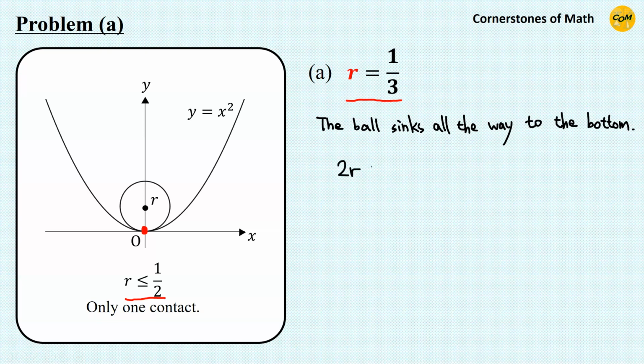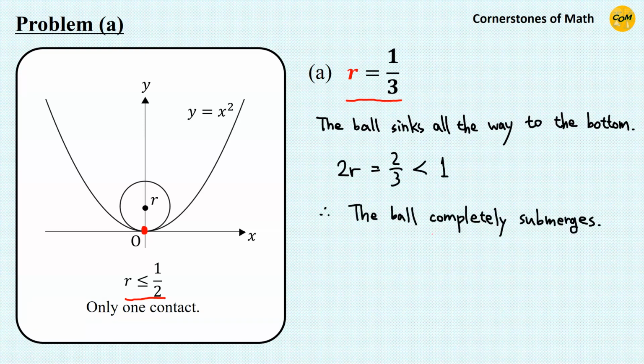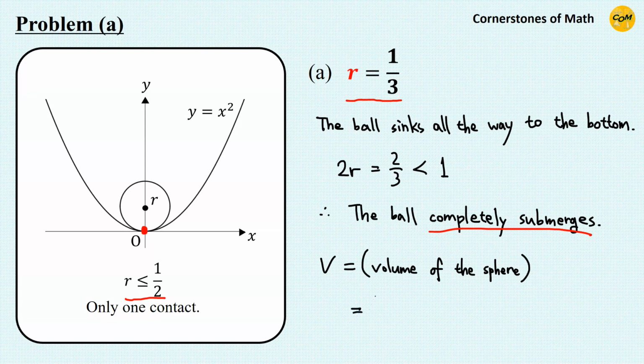Moreover, since 2r is 2/3, which is less than 1, the ball completely submerges in the water. Therefore, the volume V of the water that overflows is simply the volume of the spherical ball, so 4/3 pi times the radius, 1/3, cubed, which is 4/81 pi.